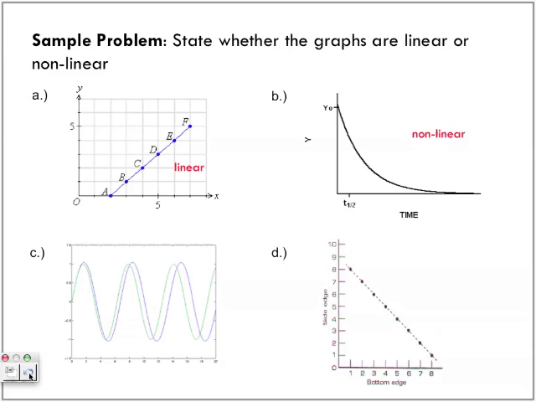Non-linear. Notice how it curves, so it's not in a straight line. Letter C. Non-linear. Even though there are parts that might be like a line, there are curves in it, so it's not consistently a line all the way from beginning to end. Letter D is straight, so linear.